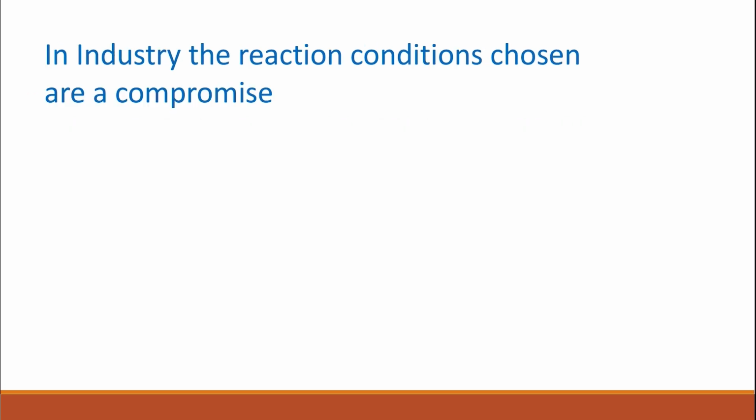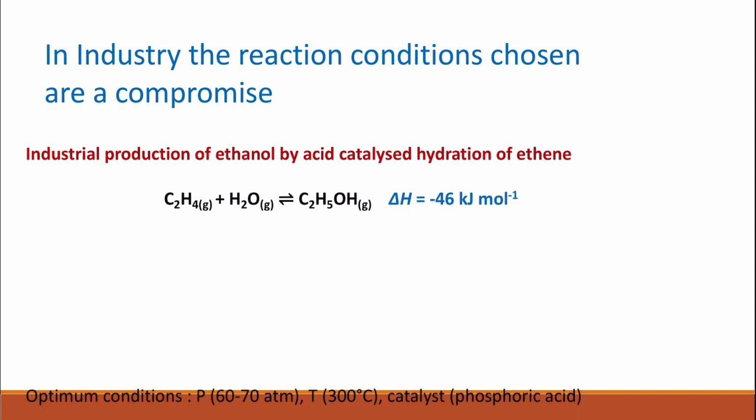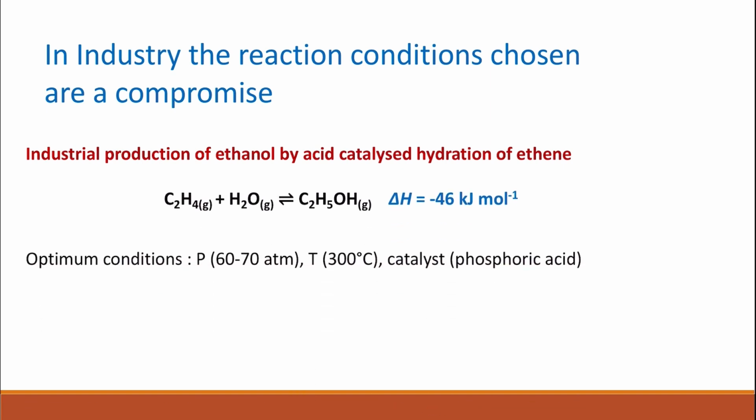In industry, the reaction conditions chosen are a compromise. So, for example, if we look at the industrial production of ethanol by acid-catalyzed hydration of ethene, the optimum conditions for this reaction are a pressure of 60 to 70 atmospheres, a temperature of 300 degrees, and the use of phosphoric acid as a catalyst.